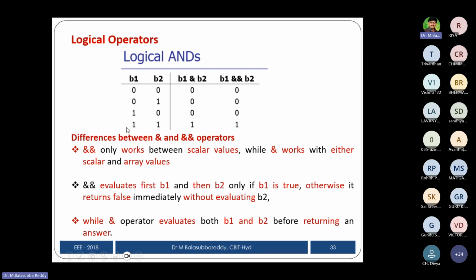That's what I wrote here about the and symbol. It works between scalar values, whereas the single and symbol works with either scalar or array values, both. This is the truth table and all, but the only thing is how to use the and symbol.